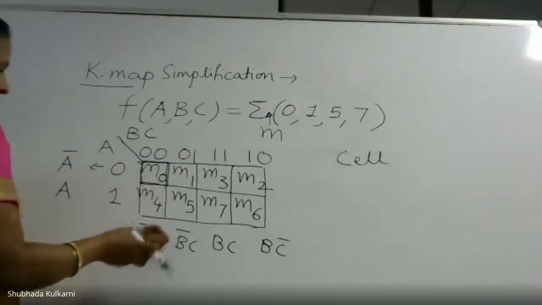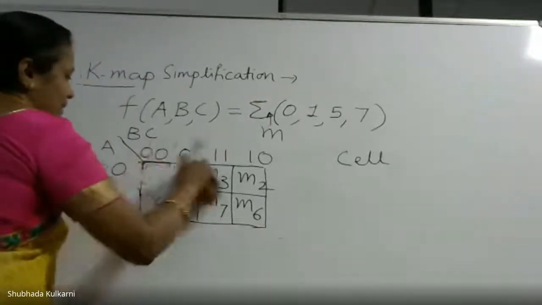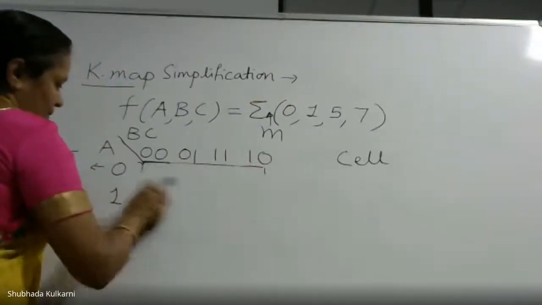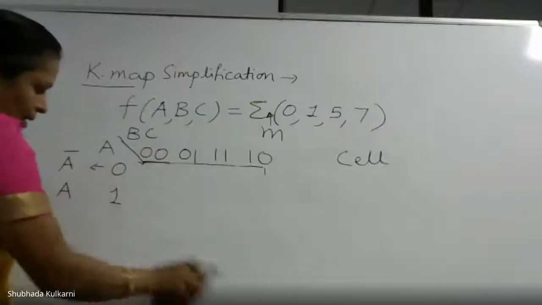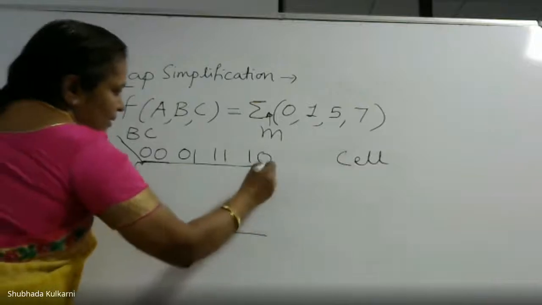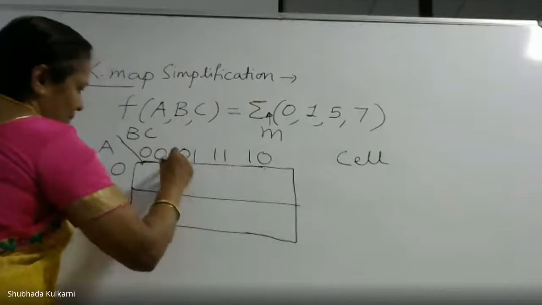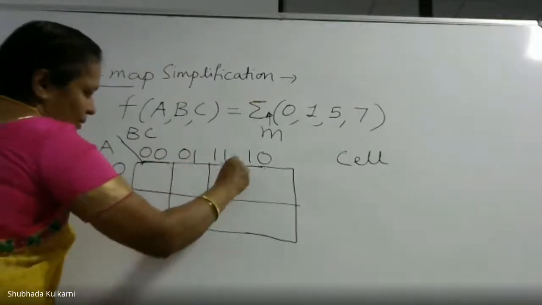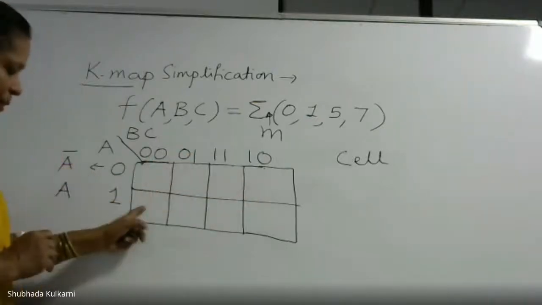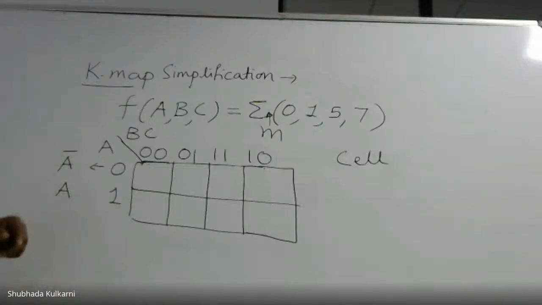Actually, we should enter the mean terms. Here I can modify, or I can once again draw a little bit bigger so that you can view it properly. After designating them, I'm drawing this K-map with a bigger size. First column, second column, third and fourth. This is 0, 1, 3, 2, 4, 5, 7, 6. How? Only based on the binary values.